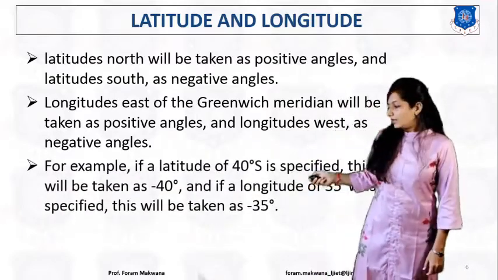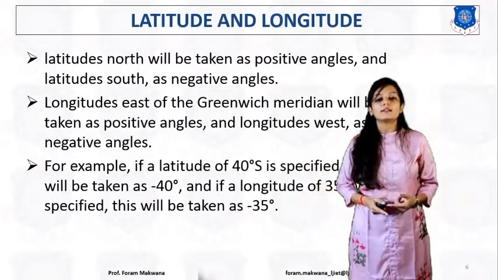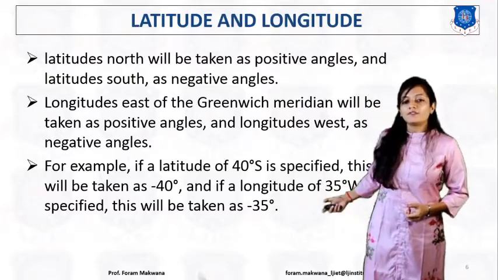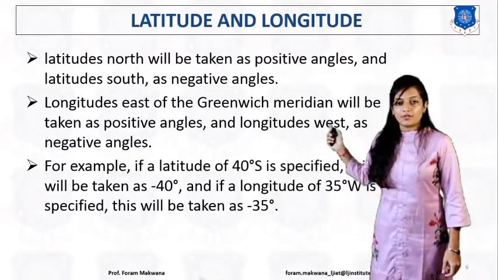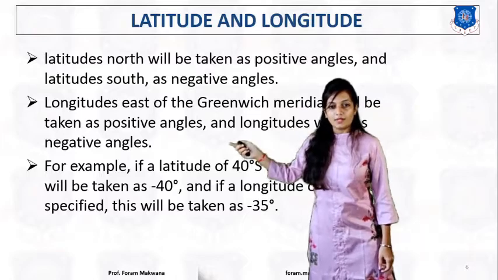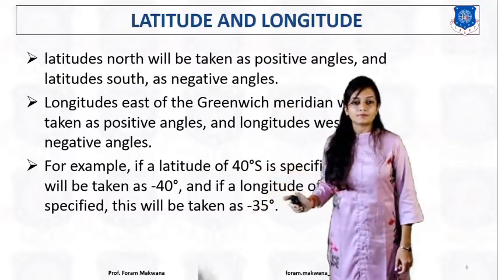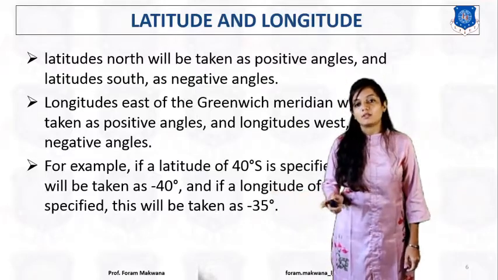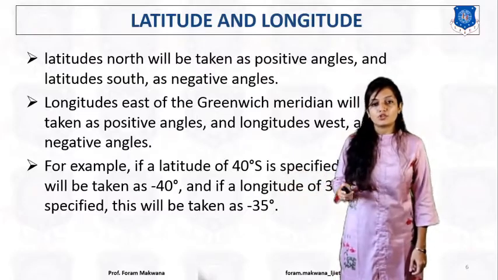For example, if latitude is 40 degrees south, then we need to take it as a negative value. And if the longitude is given as 35 degrees west, as it is west, we need to take it as a negative value. So we place the minus sign before the number. If we do not denote the plus and minus sign, we get the wrong answer. So this must be considered before calculation of the antenna look angle.